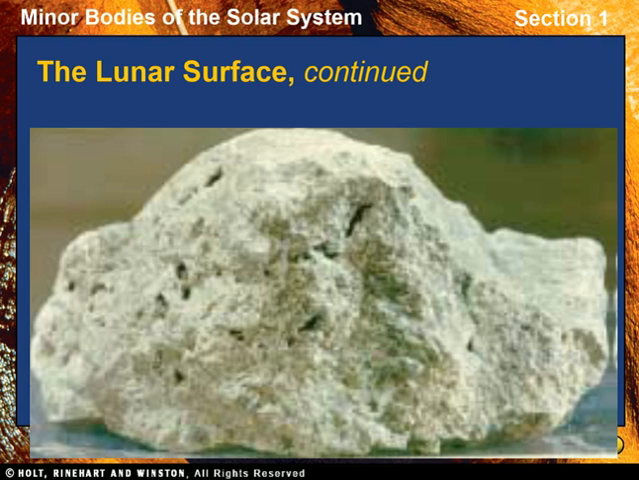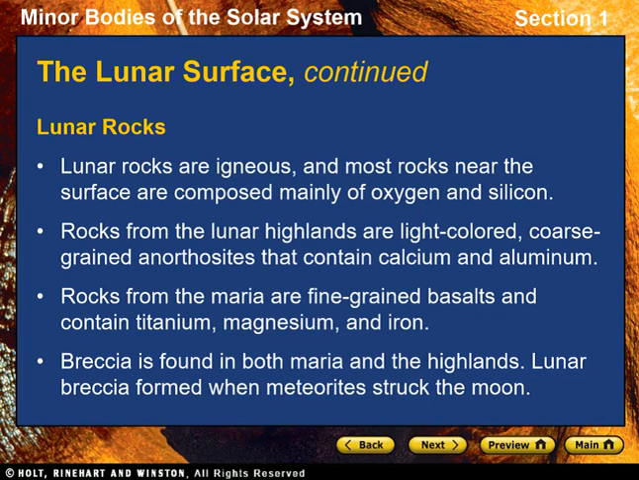Lunar Rocks. Many lunar rocks are very similar to rocks on Earth. Lunar rocks, including the one shown here, contain many of the same elements as Earth rocks do, but lunar rocks contain different proportions of these elements. Lunar rocks are igneous, and most rocks near the surface are composed mainly of oxygen and silica. These surface rocks are similar to the rocks in Earth's crust.